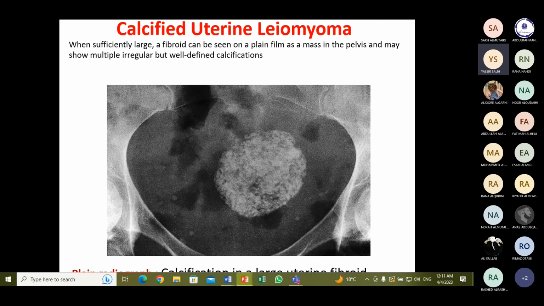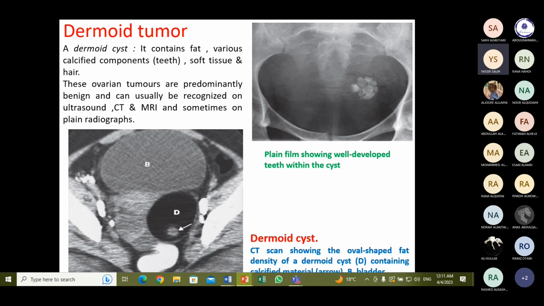As we agreed before, one of the causes of calcification in the abdominal pelvis is calcified fibroid. Also dermoid tumor, but dermoid cyst is also common, especially in women 30 years and younger. And this dermoid cyst, you know its components in pathology: it consists of fat, calcification with a tooth-shaped appearance, soft tissue and hair. This is a component of this dermoid cyst.